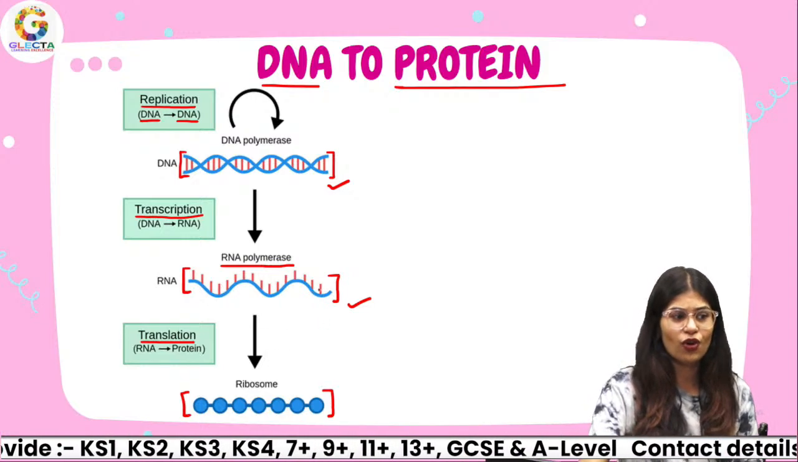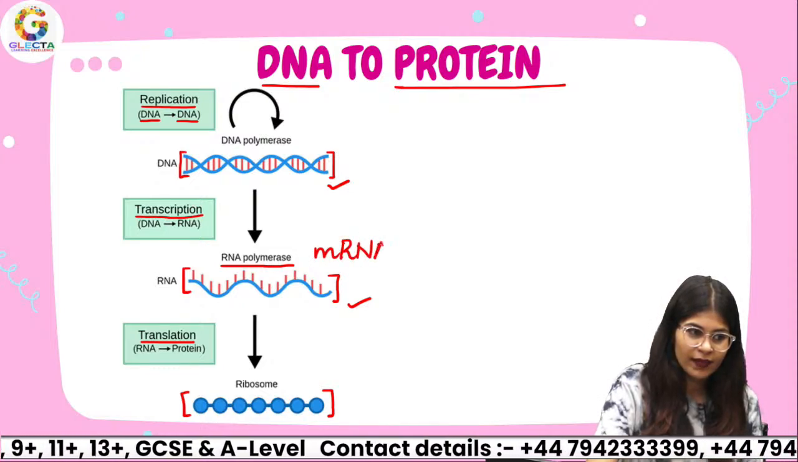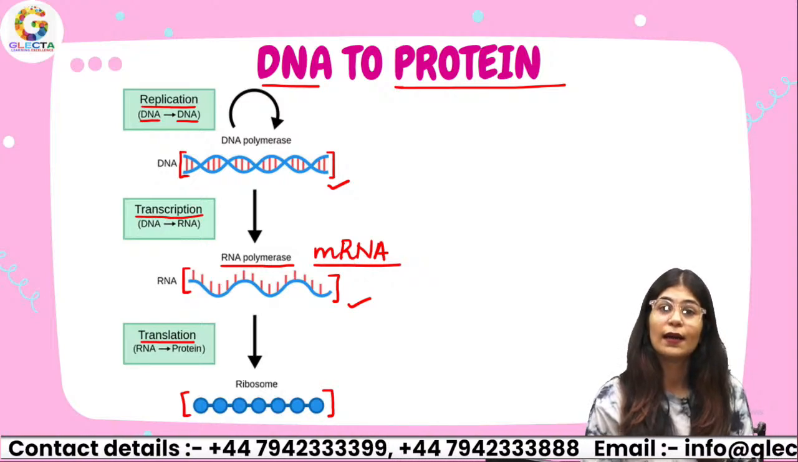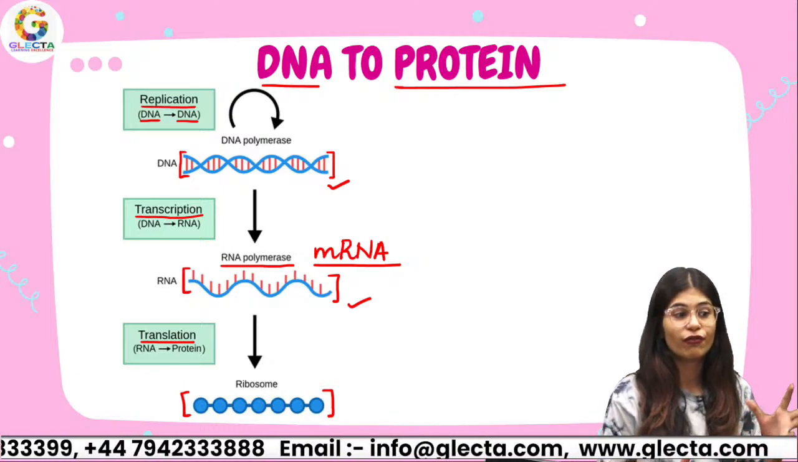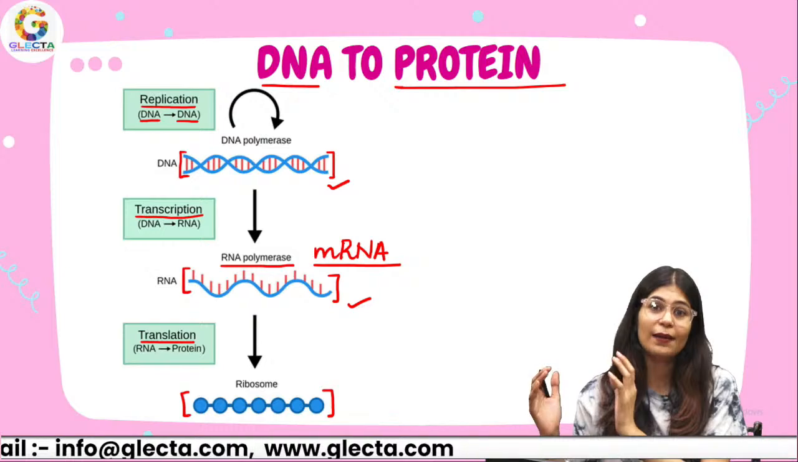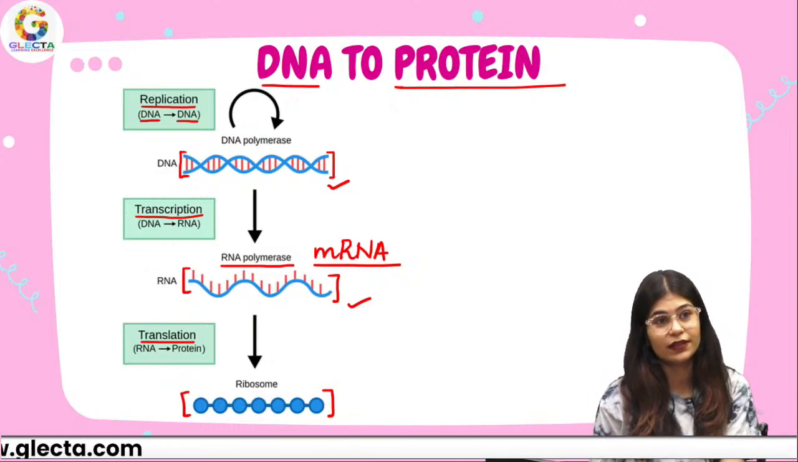We can pretty much call this RNA messenger RNA, and that's what this one is called. It is called the messenger RNA because it's trying to get the codes from the DNA so that they can come out and make proteins for your body. So this was about the DNA.